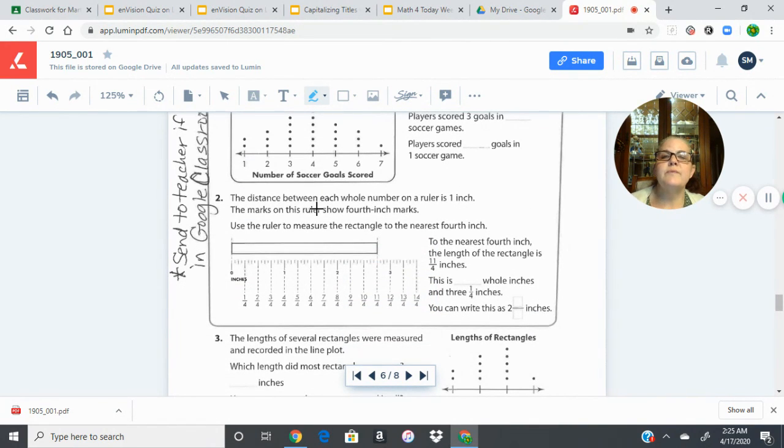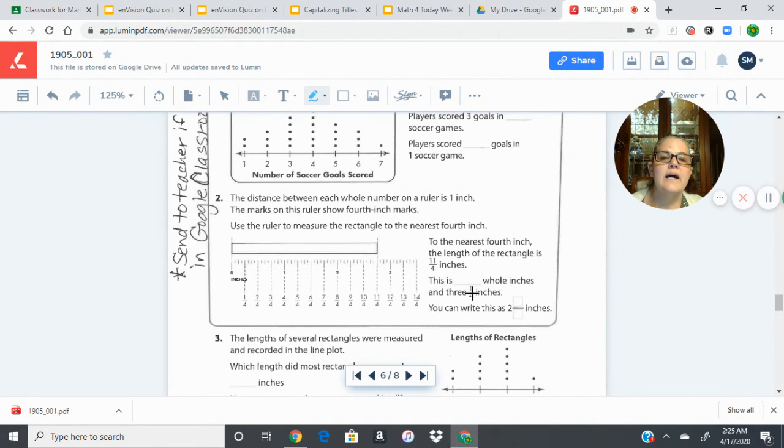The distance between each whole number on a ruler is 1 inch. The marks on this ruler show 1/4 inch marks. Use the ruler to measure the rectangle to the nearest 1/4 inch. So here's our rectangle. We're measuring it to the nearest 1/4 inch. To the nearest 1/4 inch, the length of the rectangle is 1 1/4 inches.